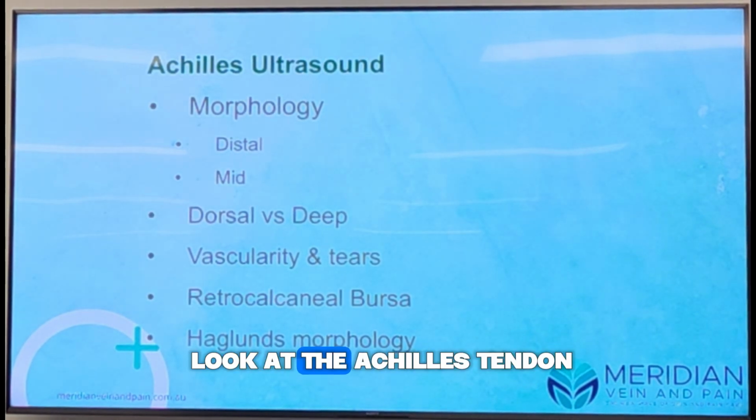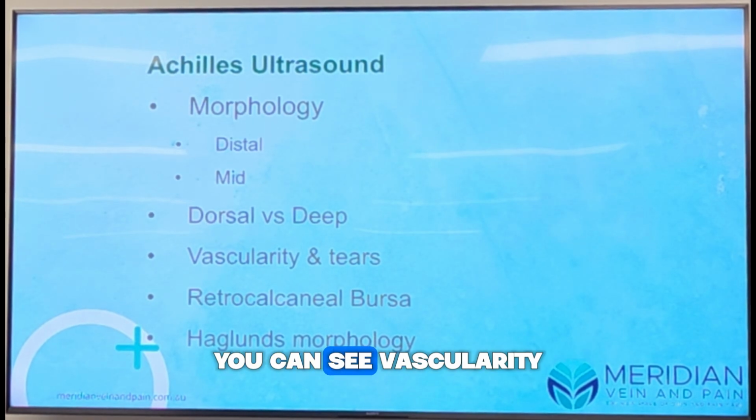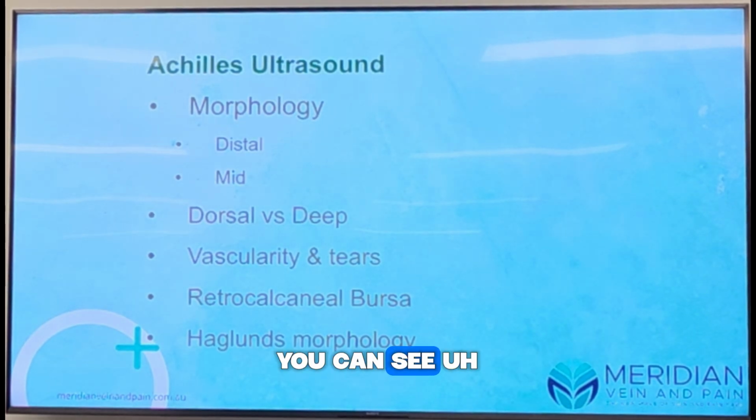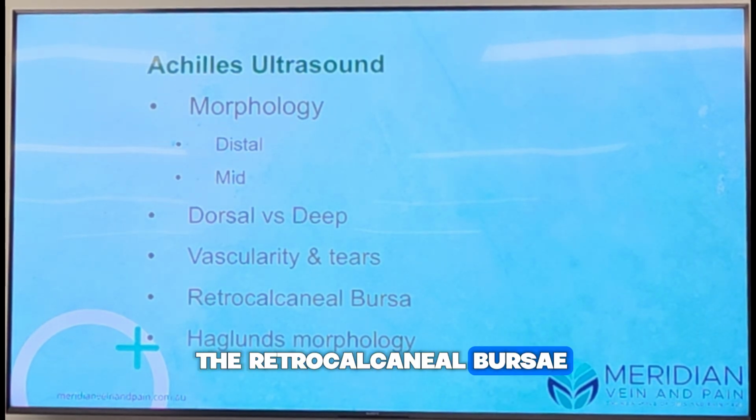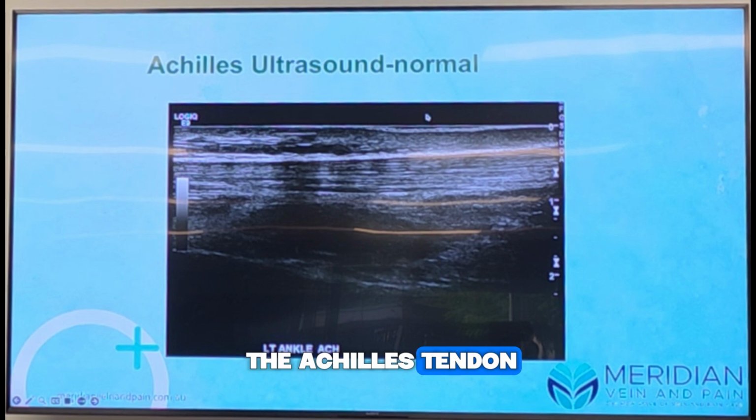So if we look at the Achilles tendon, you can really see it nicely. You can see both the deep and superficial structures. You can see vascularity. You can see the retrocalcaneal bursa. You can see Haglund's morphology. So this is a standard B mode image of the Achilles tendon. So let me give you a bit of an idea.